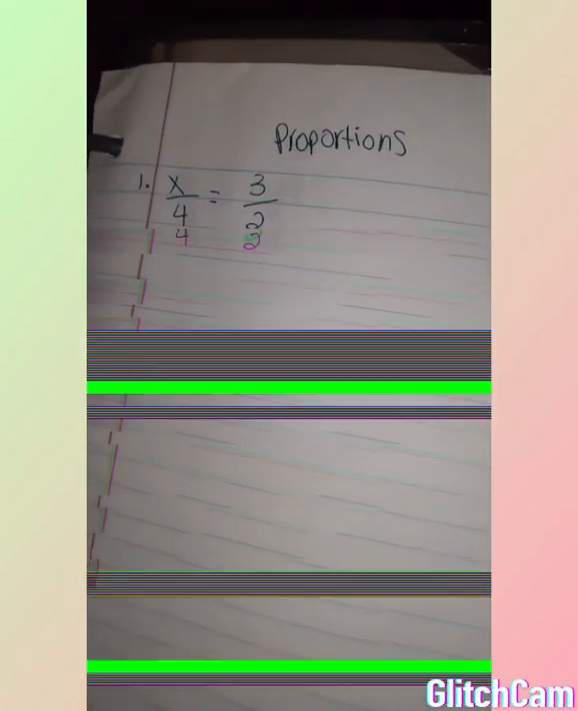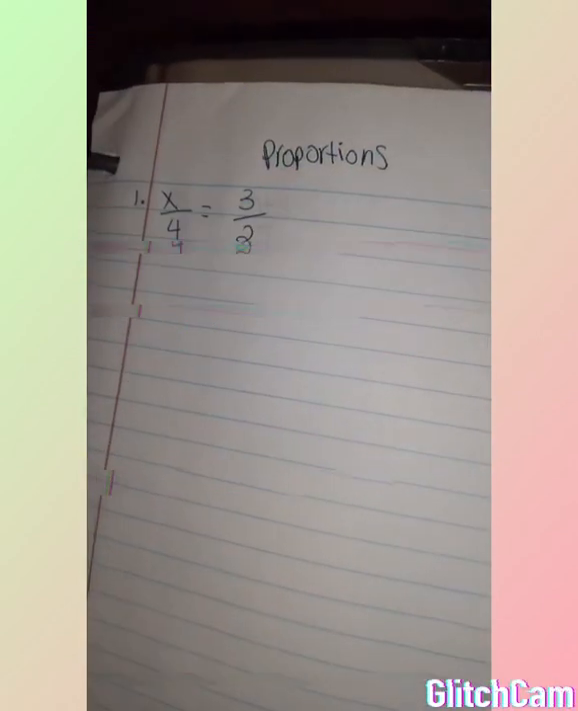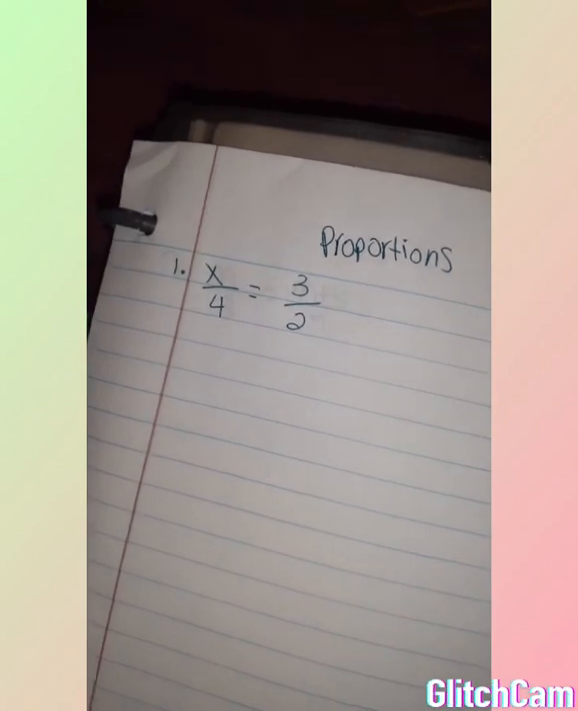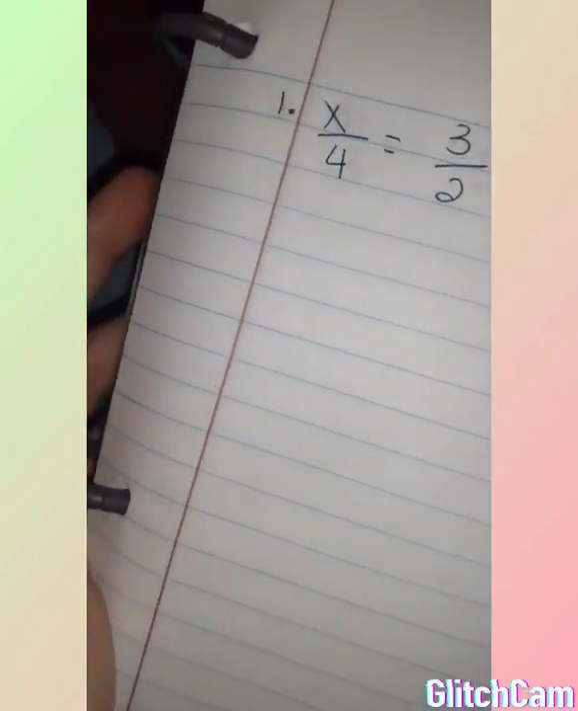Okay, so today we're trying to figure out how to get x to equal a number. On the left-hand side, we have x over 4 equals 3 over 2. So what I would do is get x by itself. x is not by itself, it's with a 4 right here. So this right here is technically saying 1 over 4.